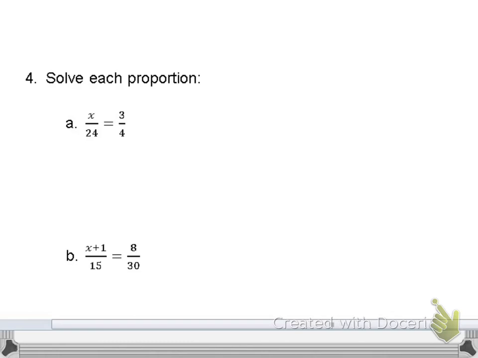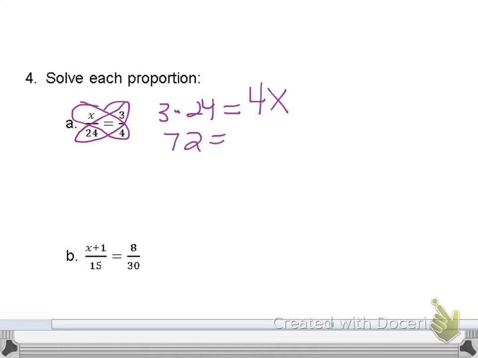So we have x over 24 equals 3 over 4. So we're going to multiply 3 times 24 and set that equal to 4 times x, which we would write as 4x. And 3 times 24 is 72, equals 4x, and then we just need to solve for x by dividing by 4. And that will cancel there, and we'll have x equals 72 divided by 4, which is 18.